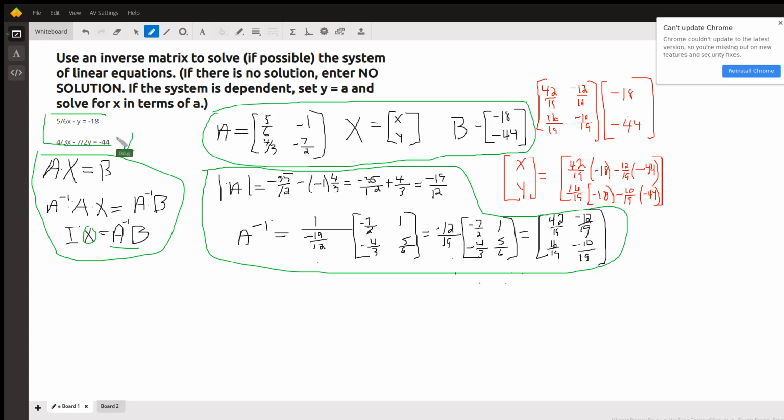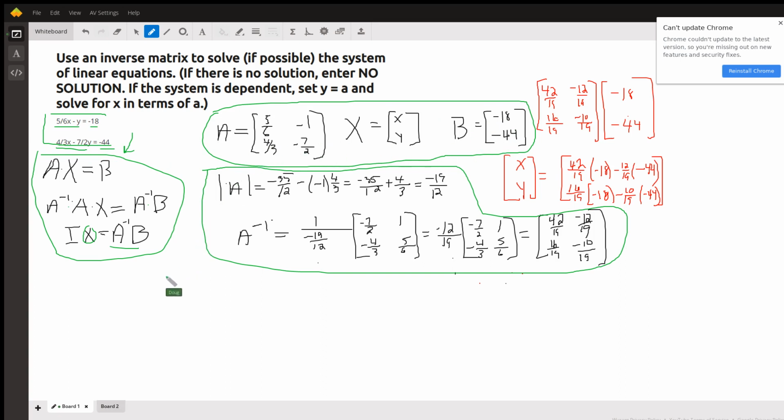So for this system of equations, matrix A is the coefficients of x and y: 5, 6, minus 1, 4/3, minus 7/2. Matrix X is the variables, x and y. If we did multiply A times X, we would get the left-hand side of those equal signs there. And matrix B is what we end up with, negative 18, negative 44.